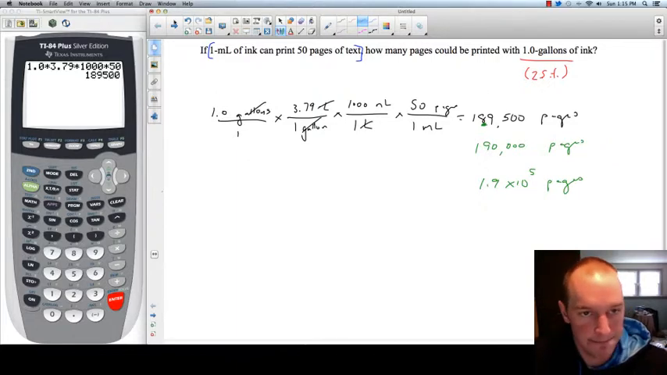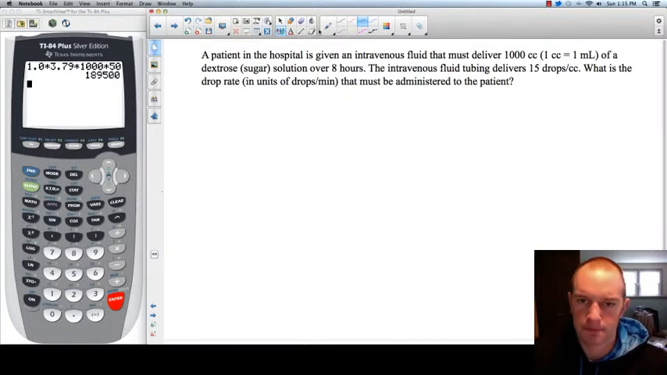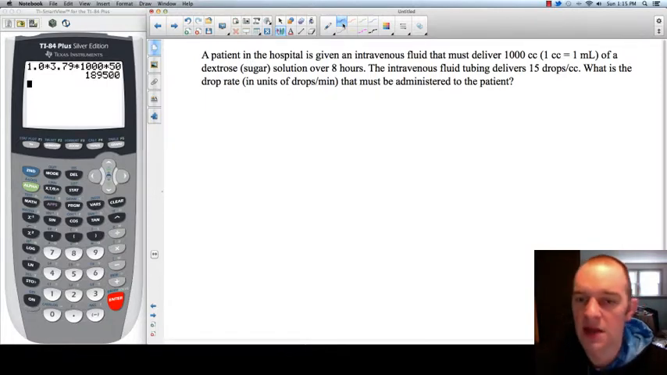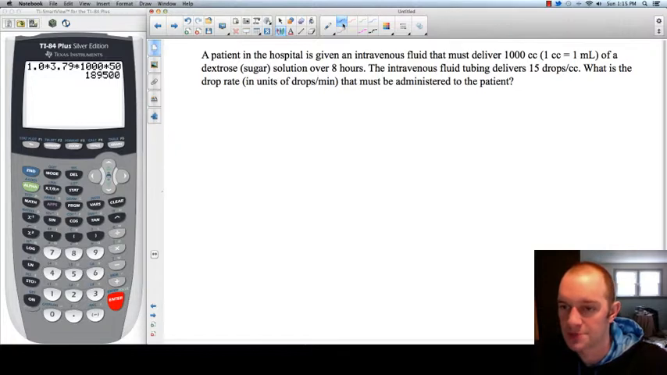Okay. Next example. We've got a patient in a hospital, and that patient is being given intravenous fluids that must deliver 1,000 cc's of dextrose over 8 hours. The intravenous fluid tubing delivers 15 drops per cc.